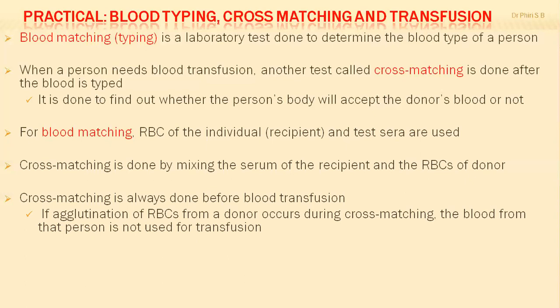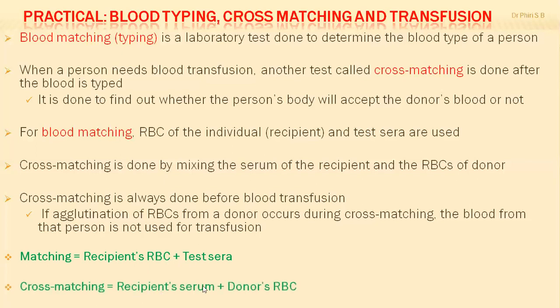Cross-matching is always done before blood transfusion. If agglutination of red blood cells from a donor occurs during cross-matching, the blood from that person is not used for transfusion. In matching, you are using the recipient's red blood cells and the test sera. Like I said, for cross-matching, you're using the serum from the patient and the donor's red blood cells.